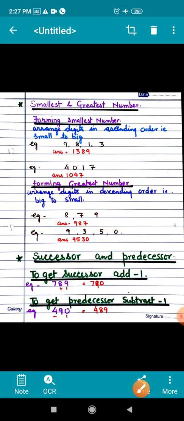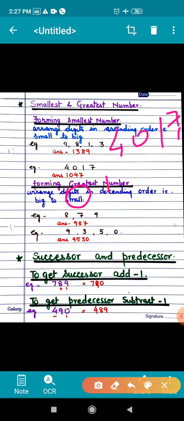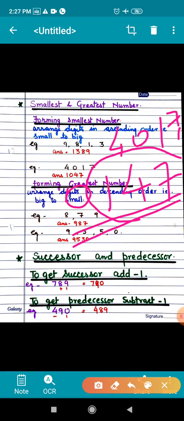Okay. Now the second example. Children, in the second example, the digits given are 4, 0, 1 and 7. Which one is the smallest among all? 0, then 1, then 4, then 7. If you read this number, you will read it as 147. It means it is not a 4-digit number, it is a 3-digit number, and you have to form a 4-digit number.